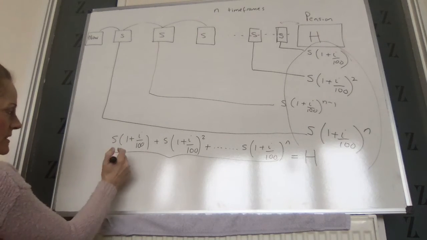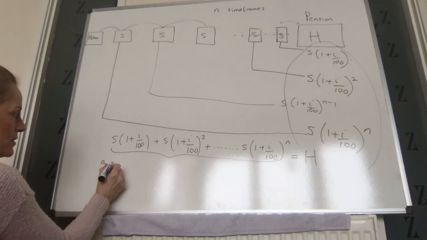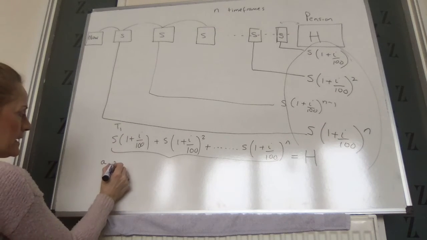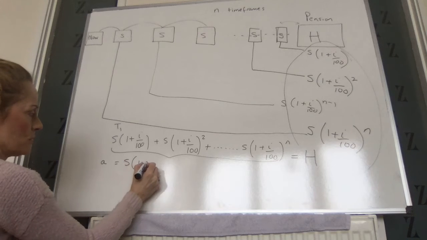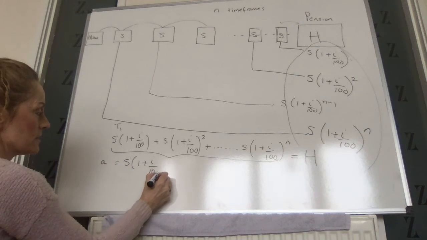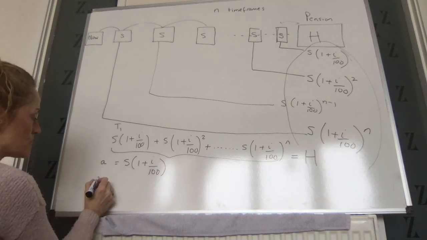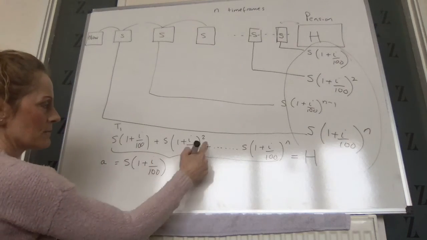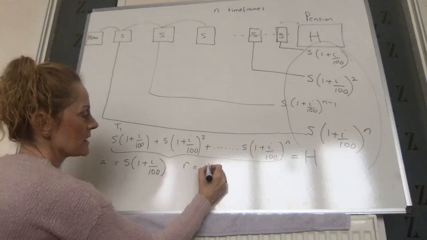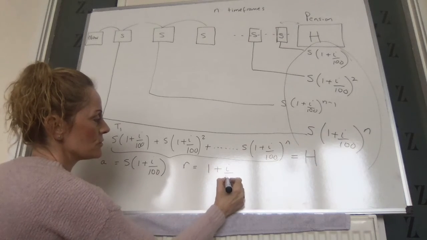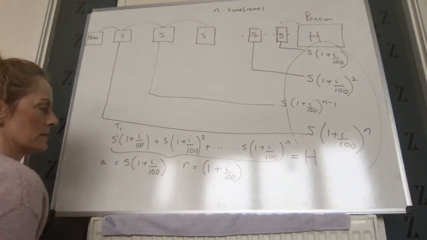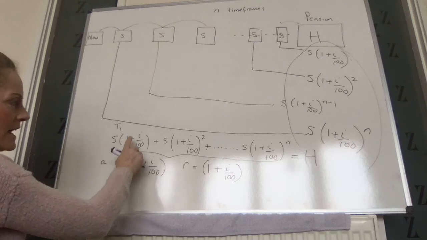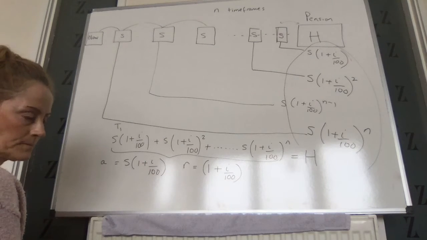And it's a geometric series whose first term, T1, is s times 1 plus I over 100, and whose r, the multiplying factor, what are we multiplying by each time? If you look at this, we are multiplying by 1 plus the interest rate over 100 each time. And we have n terms.